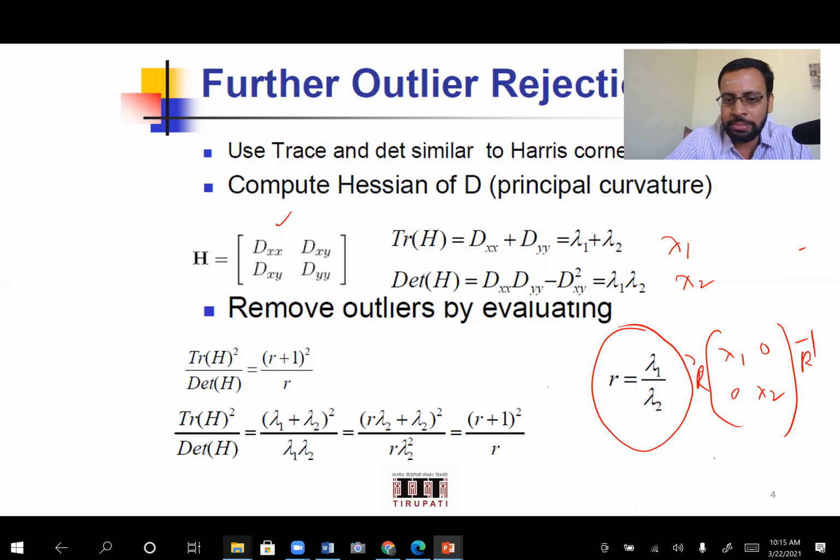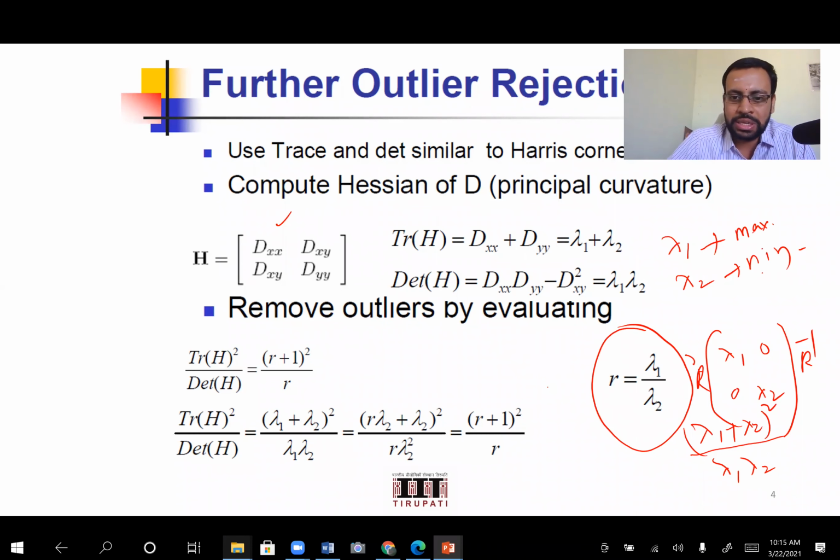For example, the determinant of H would be lambda1 times lambda2, and the trace would be lambda1 plus lambda2, whole square. Now, with these two being equal and large enough, you would figure out that this would have maximum value when lambda1 is equal to lambda2. Again, lambda1 is referring to the maximum eigenvalue, and this is the minimum value that you are going to get.